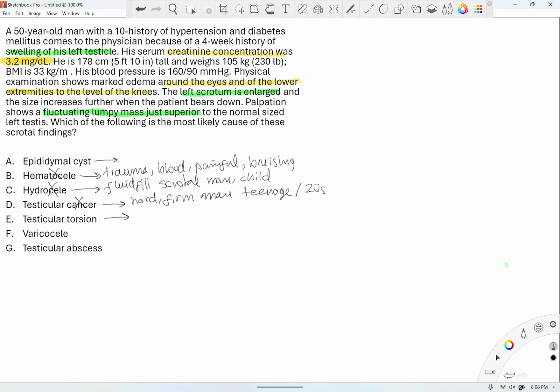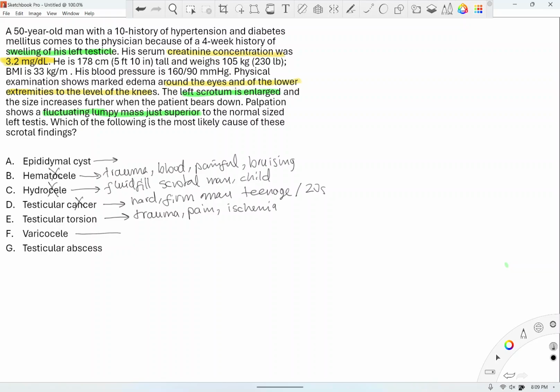Testicular torsion is twisting of the spermatic cord, within which we have the testicular artery. In the clinical scenario there will be some sort of history of trauma, and there will be sudden onset severe pain. That is because of testicular ischemia or infarction. It's an emergency, so this patient doesn't have any of that, right?